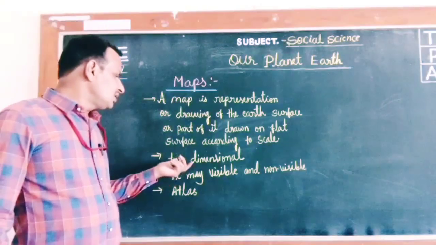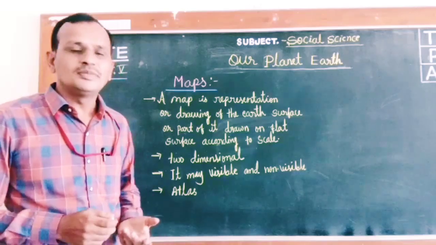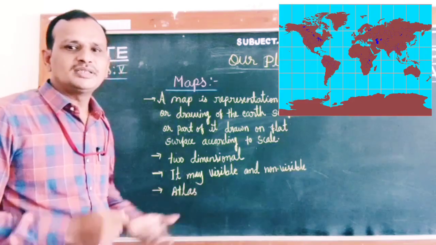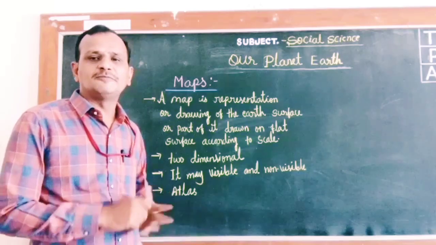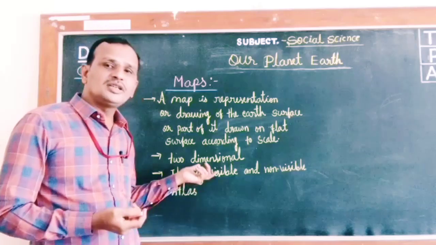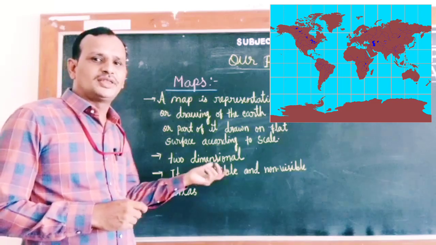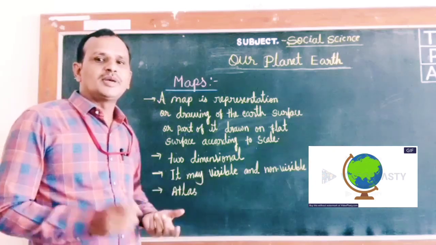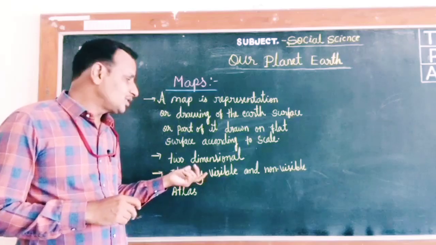And a map is represented in two dimensions, children. Remember this. What is a dimension? Dimension is having measurement in one or more directions, like length, height and width. So the map is represented in two dimensions, that is height and width. But the globe is represented in three dimensions. Remember this, the globe is three-dimensional.